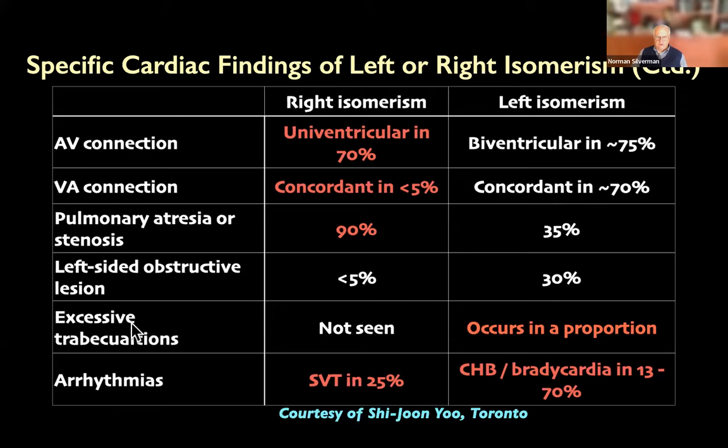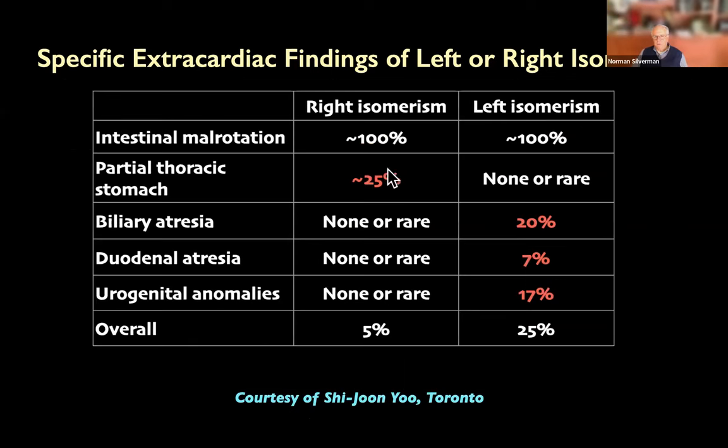Left-sided obstructed regions are rare in right isomerism, but commoner in left isomerism. And excessive trabeculations, otherwise called spongy myocardium or hypertrabeculation, is not seen in left isomerism, but occurs in a proportion of right isomerism. And arrhythmias: SVT in 25% of right isomerism, complete heart block in 13 or 70% of left isomerism. So when you see heart block, think left isomerism.